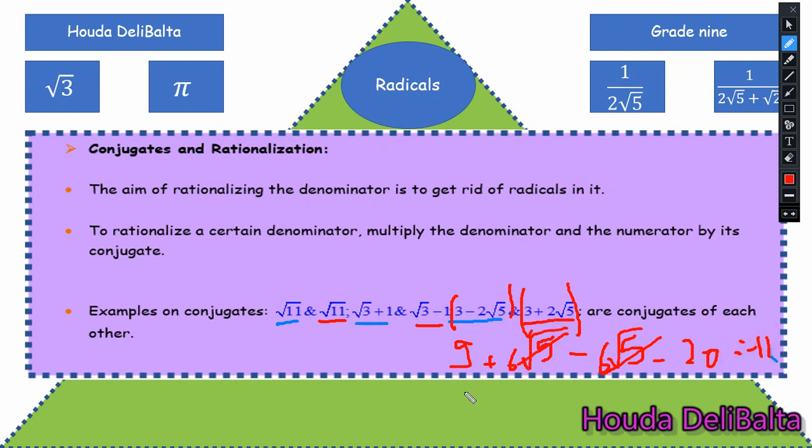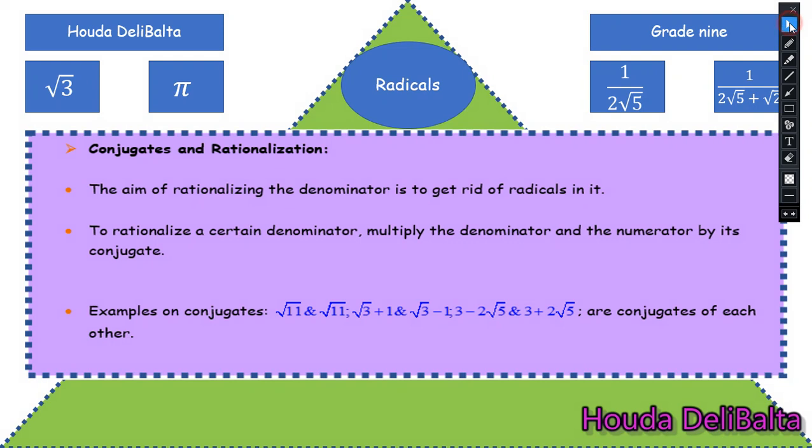So as you see, the result is an integer, which is a rational and not an irrational. It has no radicals. Now let's continue to take examples on how to rationalize denominators.